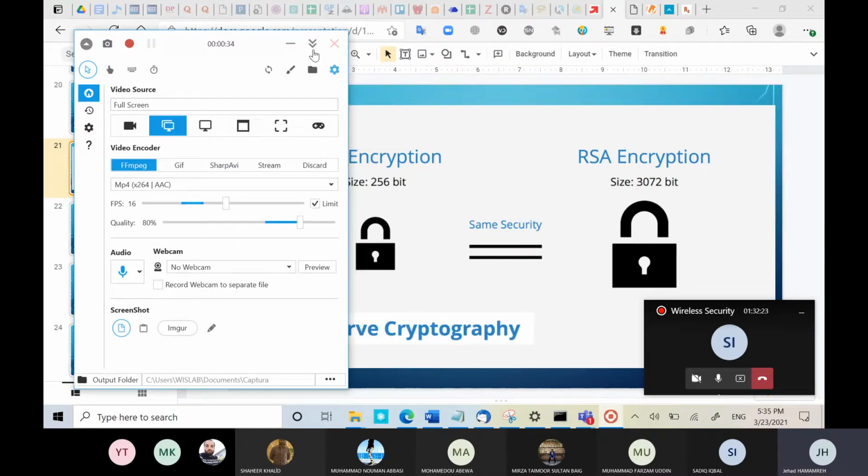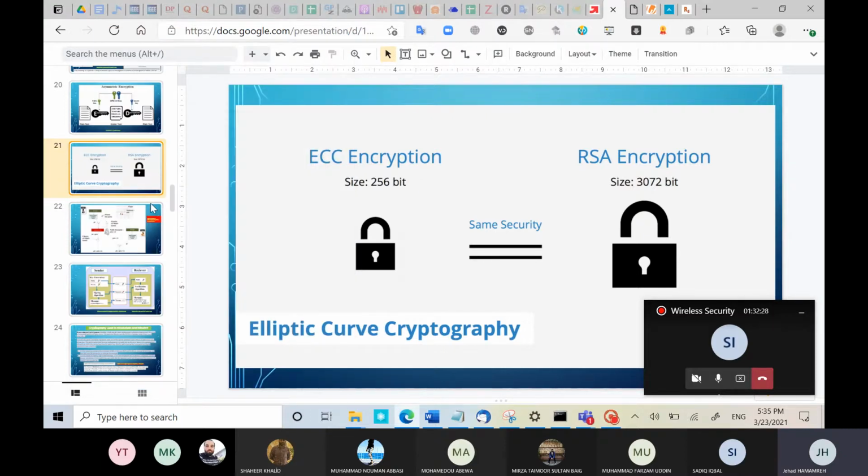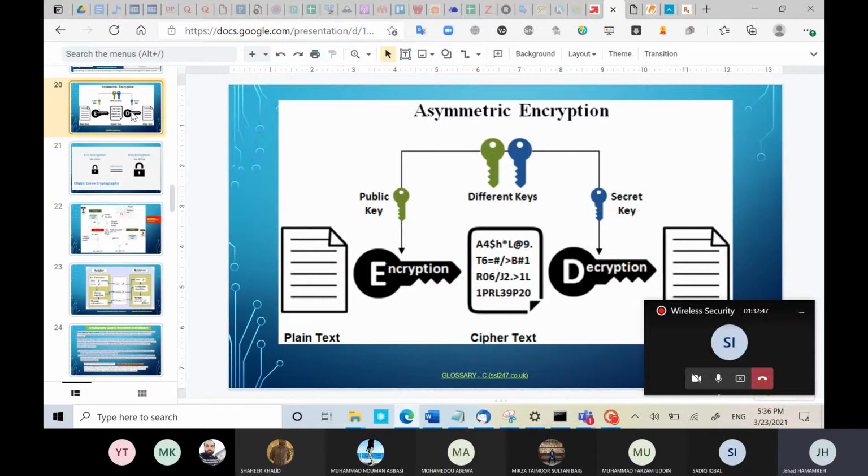So what we are going to do now is explain these encryption methods and the differences between them, how strong they are, what their advantages and disadvantages are, and what we can do to improve them. Now we summarize the encryption methods into three categories. The first category is asymmetric encryption, the second is symmetric encryption, and the third is hash encryption.